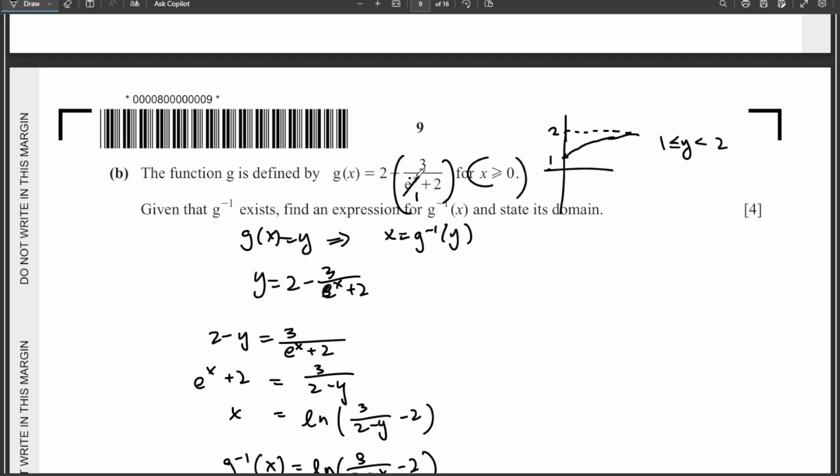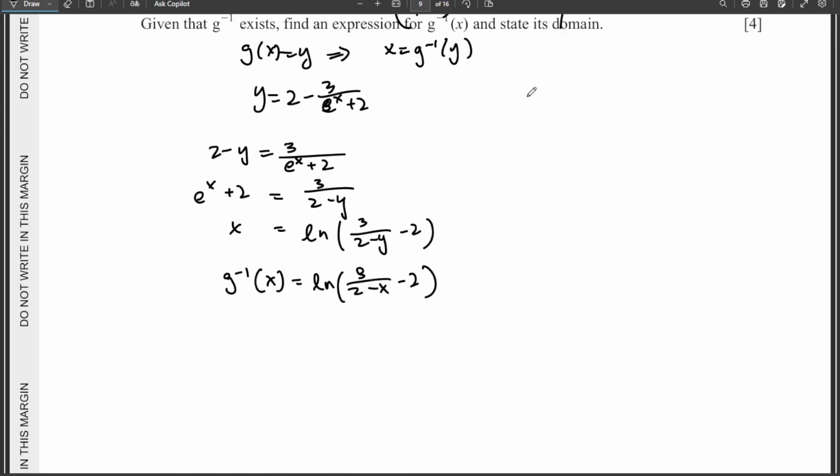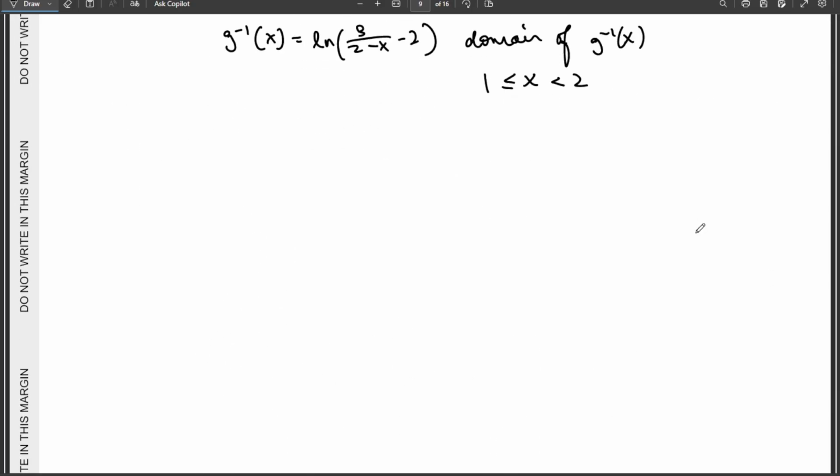This e to the power of x will get very, very big. The denominator will get very big here, but it will never completely become 0. It will always have some residual value that is very small. So we do not consider 2 as being inclusive. And so therefore, the domain of g inverse is x bigger than or equal to 1 and smaller than 2. That will be the domain.